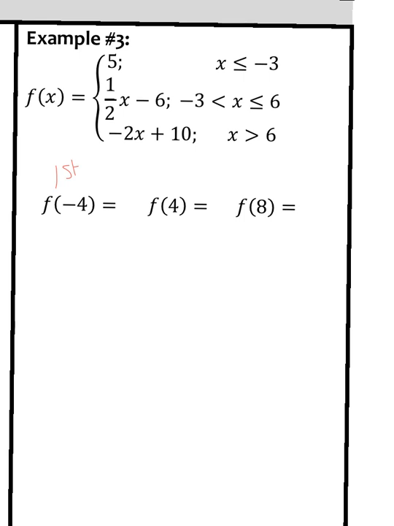Then 4, that's in between those. That's what it means whenever it has that -3 less than x less than or equal to 6. That means in between. So this is going to be plugged into the second equation. And then f of 8 is bigger than 6. So we'll plug that one into the third equation.